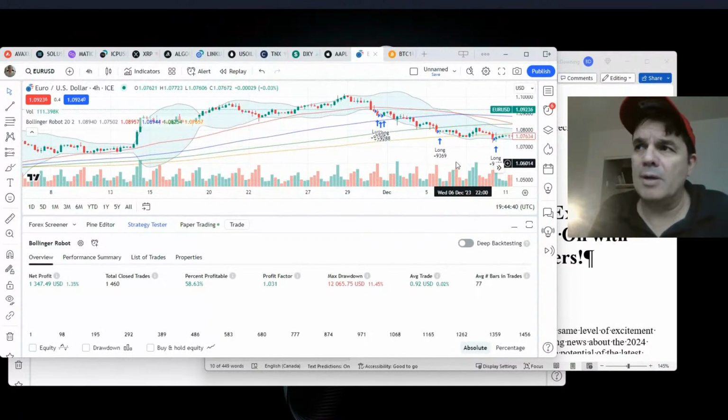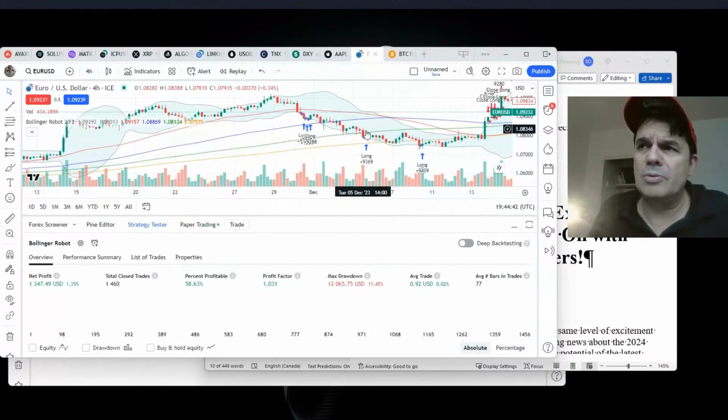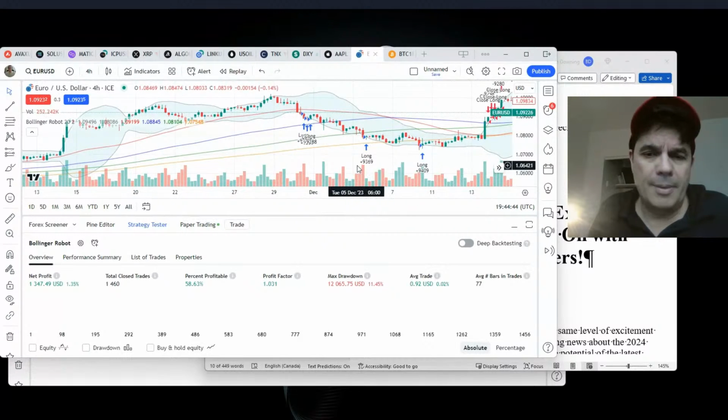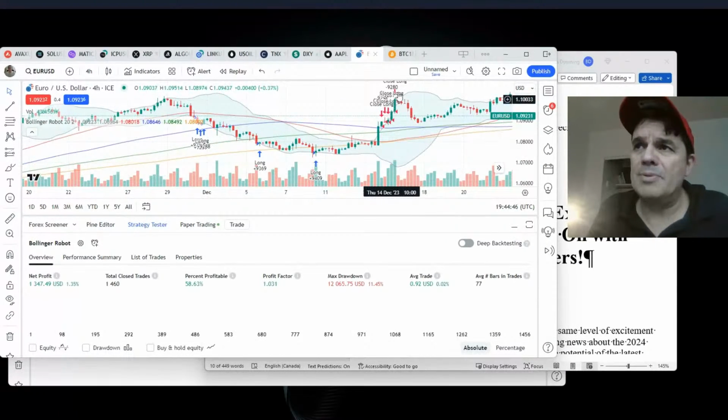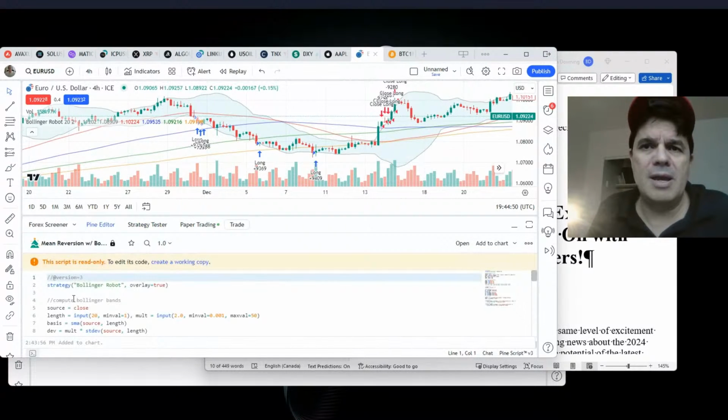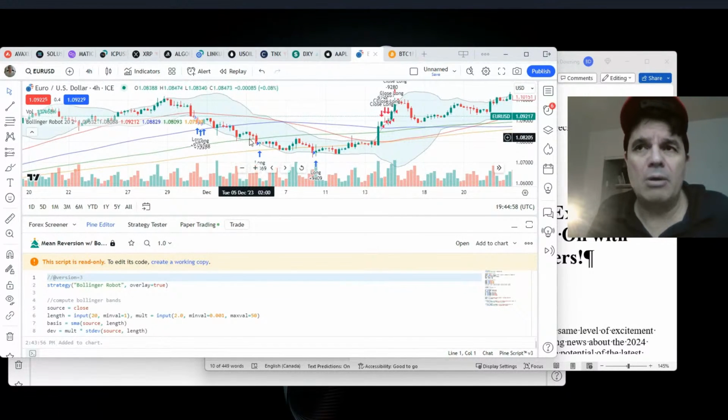I don't know why there's no. Okay, so we have some longs here. So in this case, what we're doing is we're loading up on the longs, and look what happens on the close. So this could actually work. So this strategy may actually work pretty good for a mean reversion. Okay, so we're doing Euro USD on a 4 hour basis.